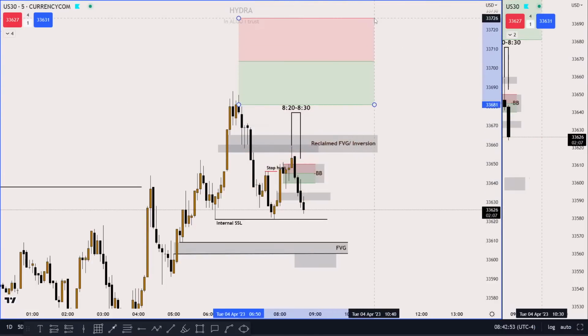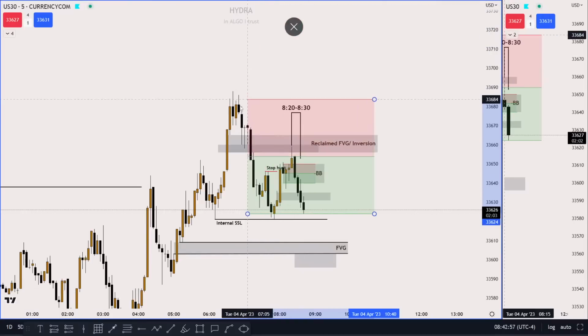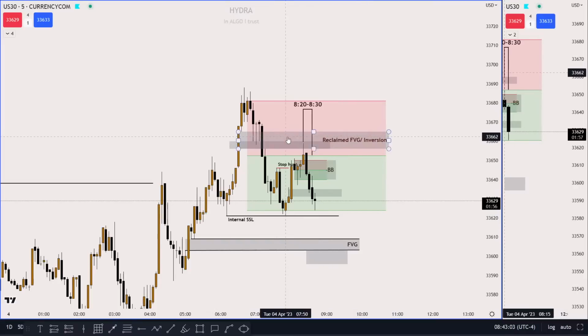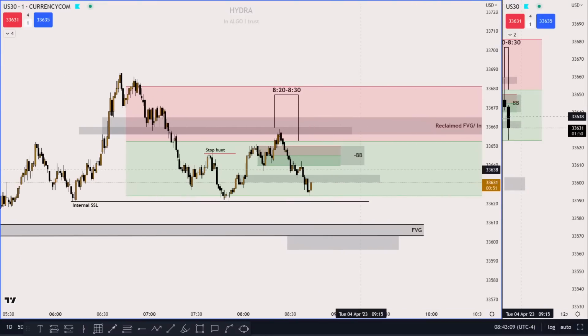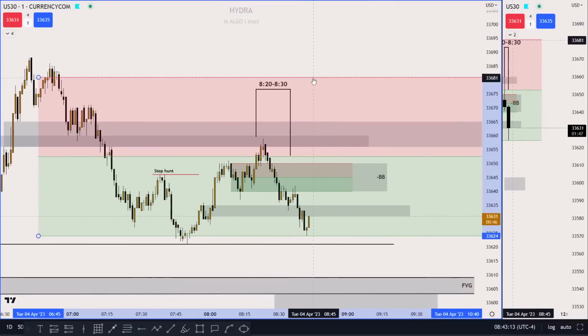Why is my Fibonacci always wrong on the other side? Okay, now it's correct. So this reclaimed fair value gap is on premium. That's how I know if a PD array is on premium and if it's going to work. So now are you confident?